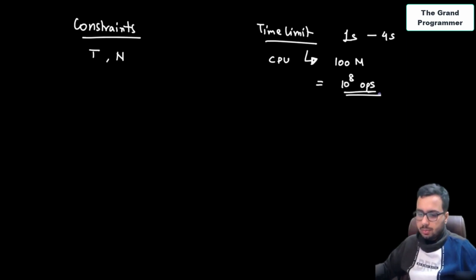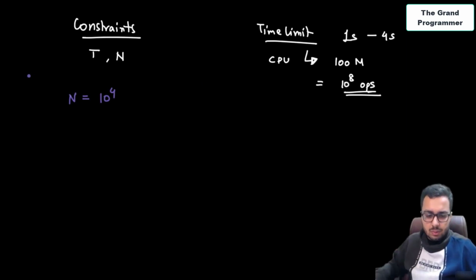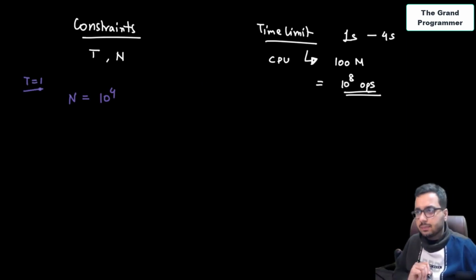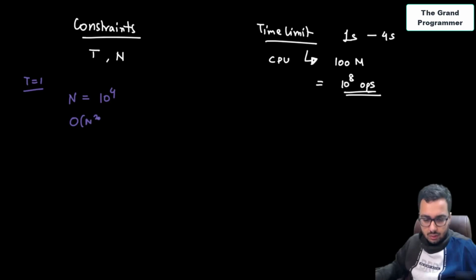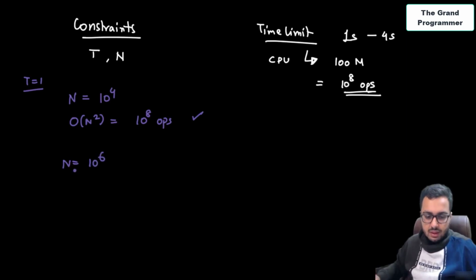Now suppose you're given an array of size 10 power 4, and assume there is only one test case, and you want to build an order of n square algorithm on this array. It will take 10 power 8 operations, which is of this order, and hence this will pass. But suppose n is of the order 10 power 6 and you build an n square algorithm, that means you try to do sorting using, let's say, bubble sort. It will not work. Why? Because 10 power 6 squared would be 10 power 12 operations.